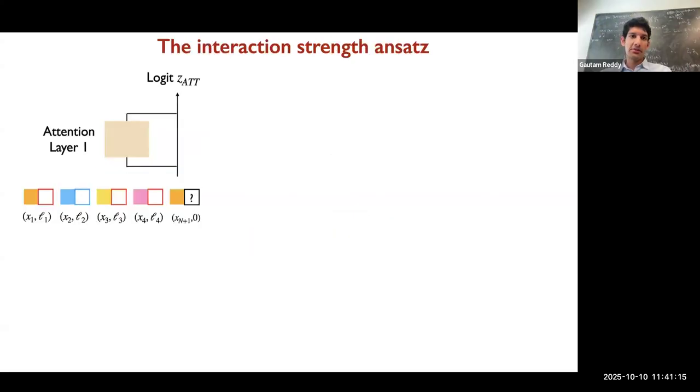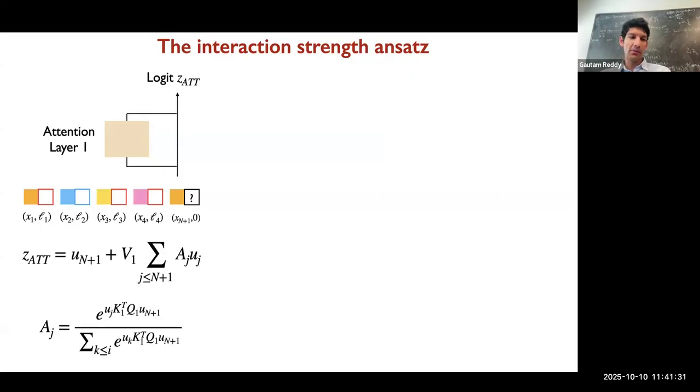The second ansatz that we're going to do is to simplify the attention layer. This task has various symmetries because all the x's are drawn from a spherical Gaussian, and so it's symmetric in those d dimensions. And you only have two labels.